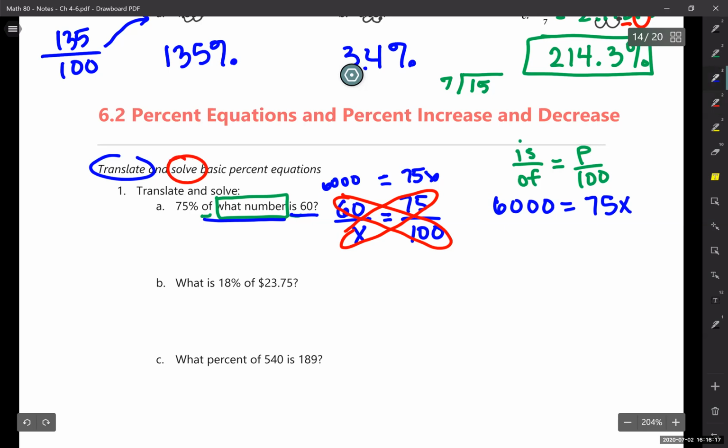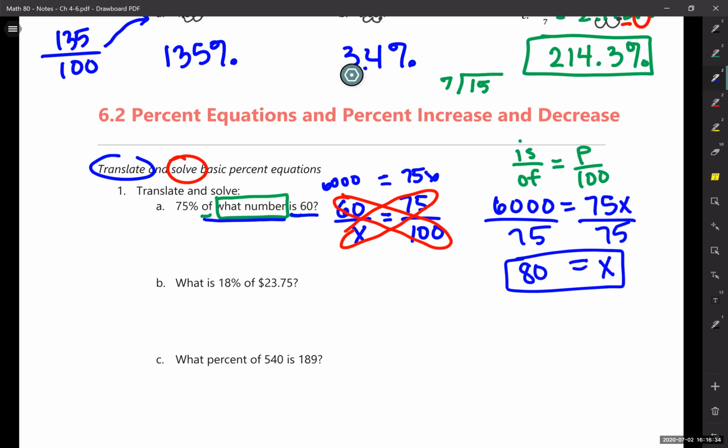Okay, so I'm going to divide by 75 to solve for x. So I take 6,000 and I divide by 75 and I get 80. So the number is 80. You don't need to write units unless it's money or percent.